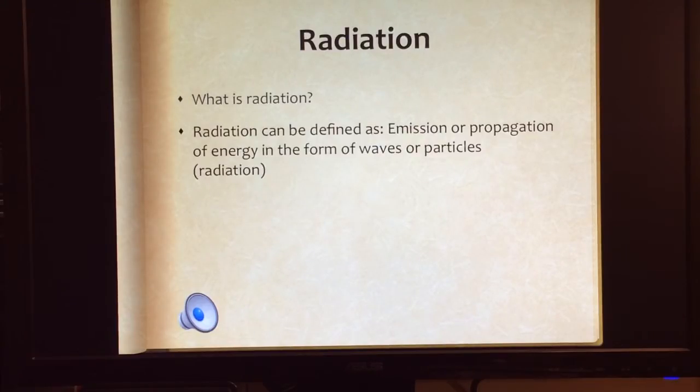So now we are going to start defining radiation. Radiation can be defined as emission or propagation of energy in the form of waves or particles. Another way to state this is that radiation is the transfer of heat through electromagnetic waves. And the transfer of heat through radiation means that it starts at an origin or a central point, like the examples we talked about, and it spreads to a surrounding environment or a space surrounding it.